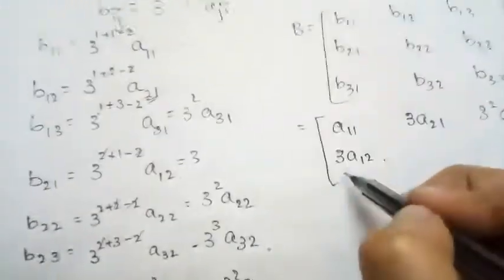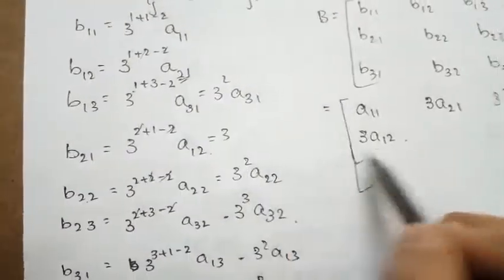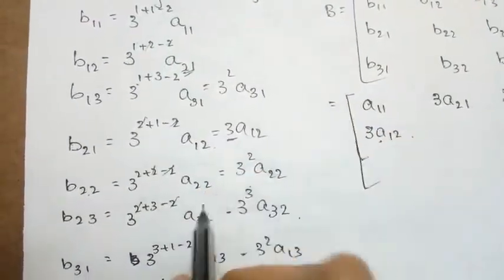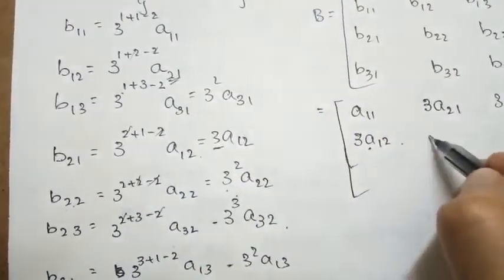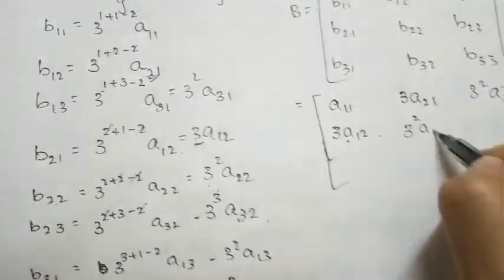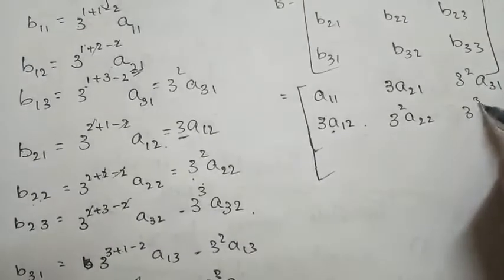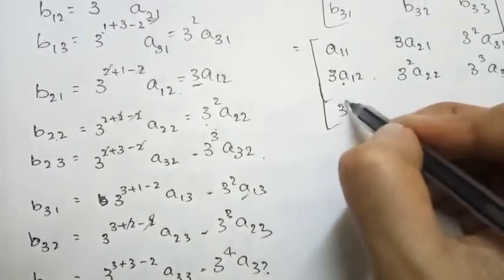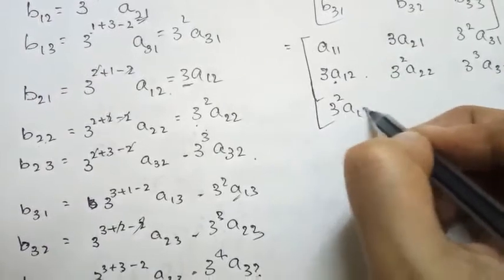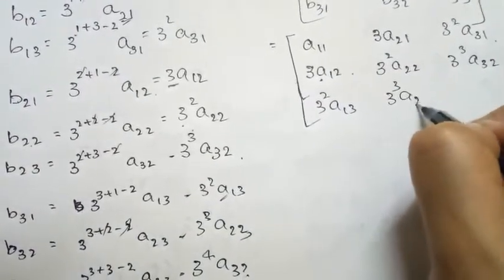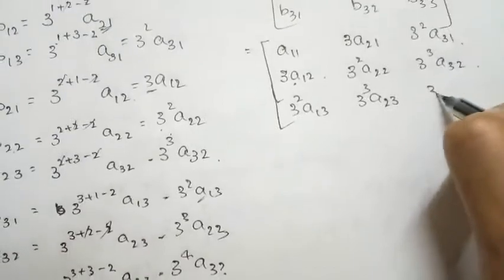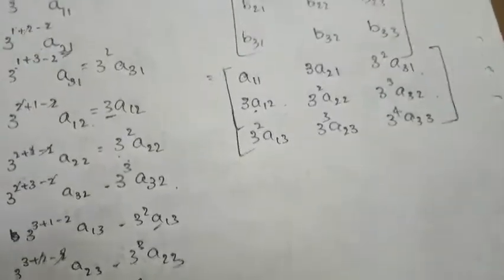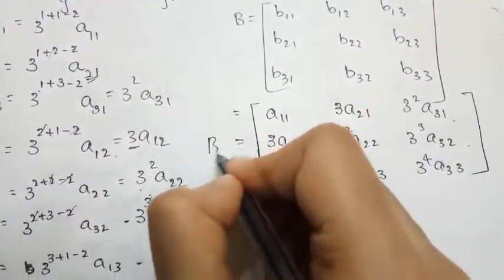So now I will write all the elements of this matrix. Up to here we have done 3A12. The second element of the second row is 3 square A22 and the third element is 3 cube A32. And the third row is 3 square A13, 3 cube A23 and 3 to the power 4 A33. So now we got all the elements of the matrix B.